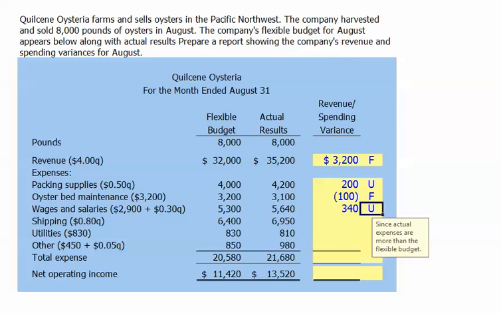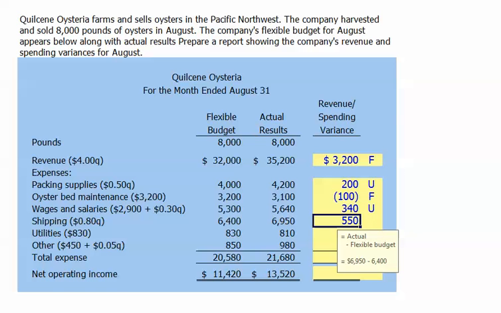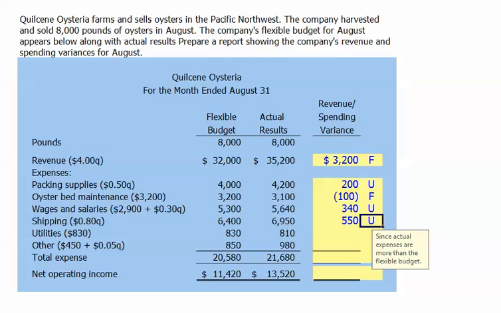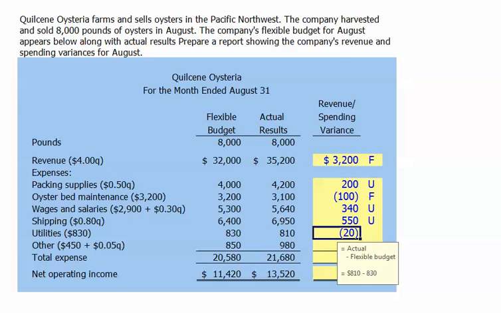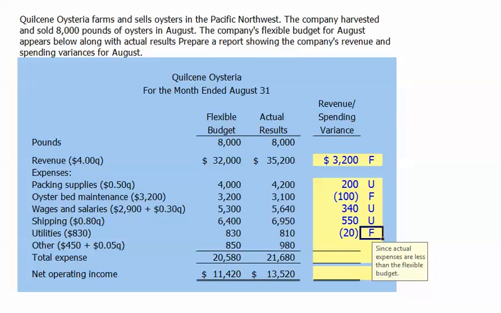For shipping, our actual shipping expenses again were higher than our $6,400 flexible budget amount, so we would have an unfavorable expense variance. Our utilities cost of $810 was $20 less than our flexible budget amount of $830. So we would identify this as being a favorable expense variance.